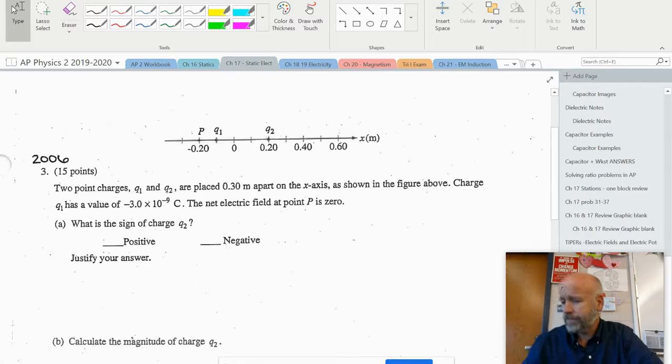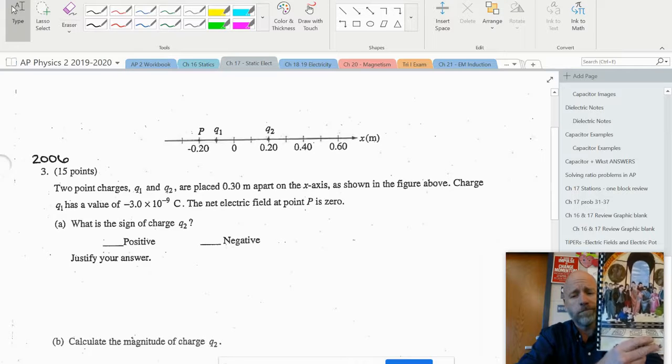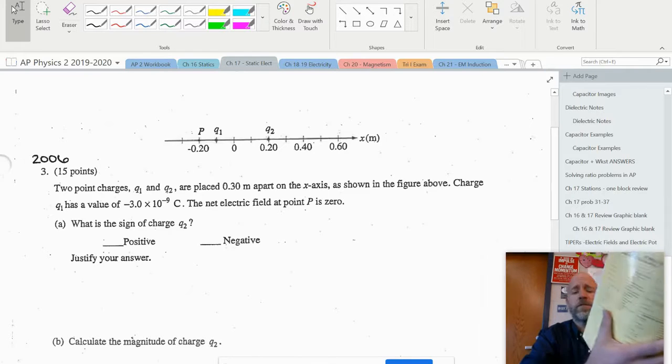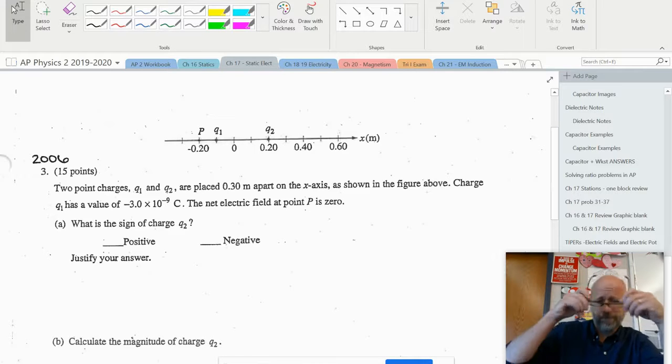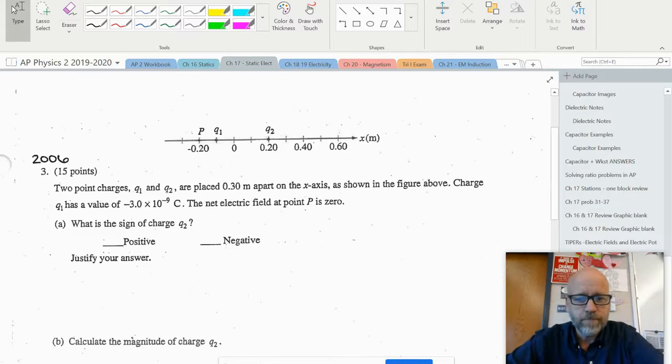Hey everyone. So what I'd like to do is to go over an AP problem. This is AP 2006-3. It's from your AP booklet, and I believe it is on page 5. So if you could turn to page 5, let's take a look at this one together. If you need to, pause it. If not, we're going to keep going. All right, here we go.